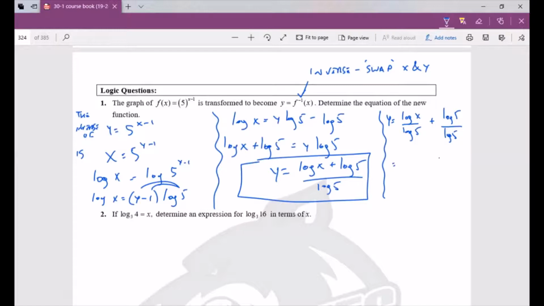We take it a step further. This second term is just 1, right? This other piece, log x over log 5, there's your change of base formula. We can just tidy this up half a step and call it log x base 5. And so that's probably an even slicker form of this answer: log x base 5 plus 1.